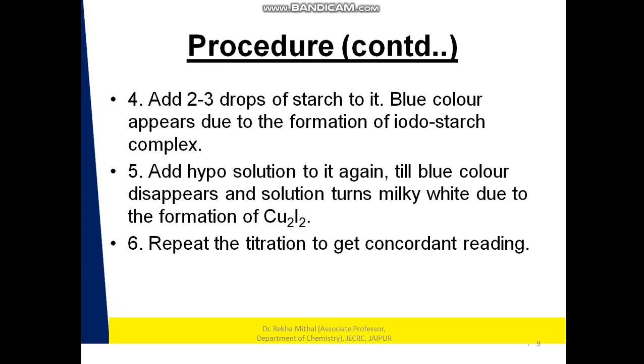Now we have to repeat the experiment and the observation to get the concordant reading. Concordant readings are the consecutively same readings observed in the titration. We repeat the experiment, and when we get the same reading continuously, then we stop the experiment and perform the calculation.